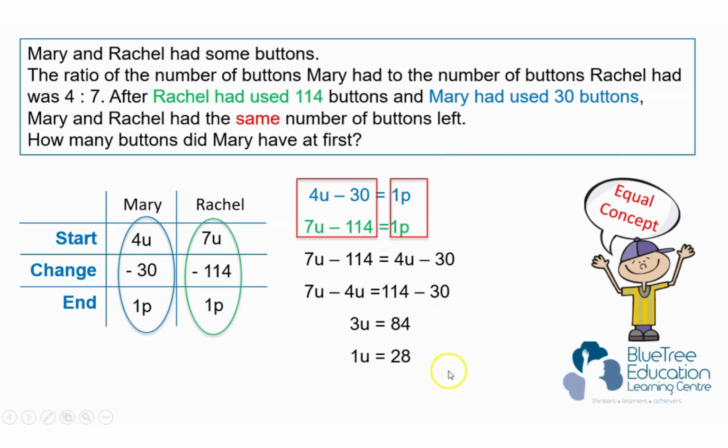1 unit is 28, is your key to unlock many mysteries. All you need to do is to read your question again. How many buttons did Mary have at first? Look at the table again. Mary started with 4 units. So all you need to do is to look for 4 units. Take 28 times 4. That will give you the answer 112.